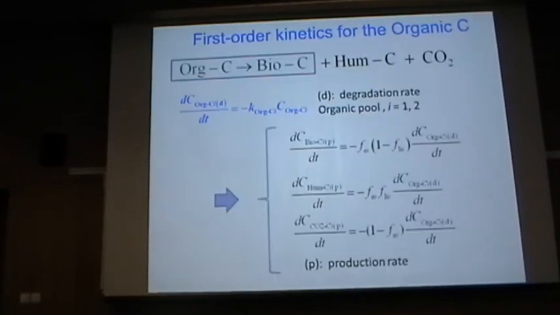The basic idea: the degradation of organic carbon is described with first-order kinetics, this equation. The basic strategy for the model formulation is that we try to relate all the other relations to this equation. Since we define the ratio of each component, we can describe the production of each component using this organic carbon degradation rate.